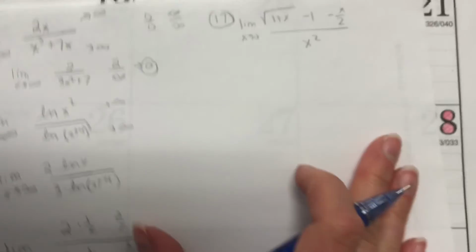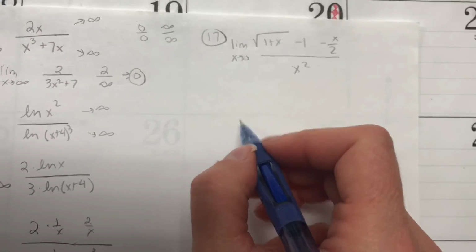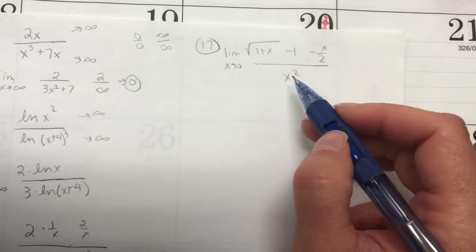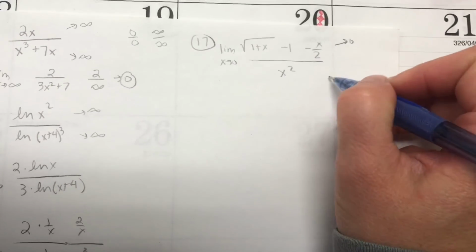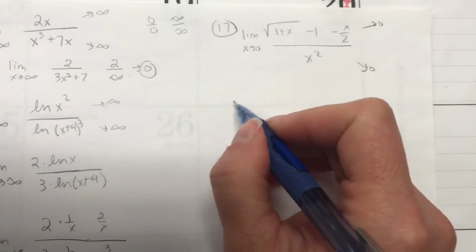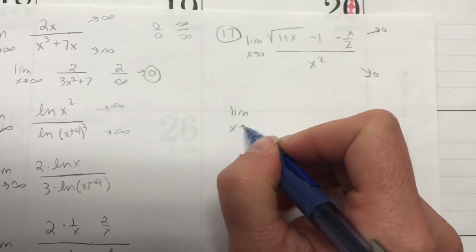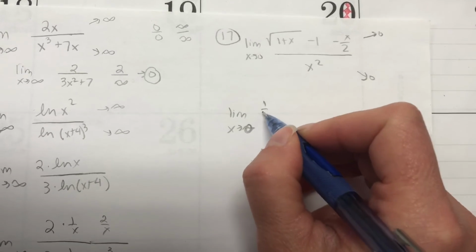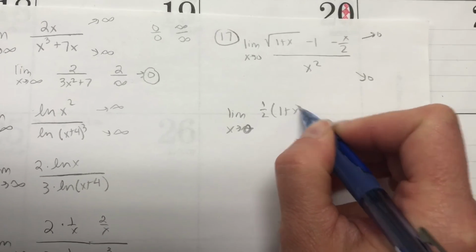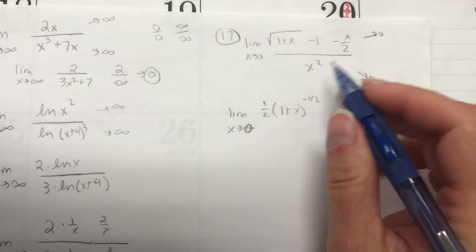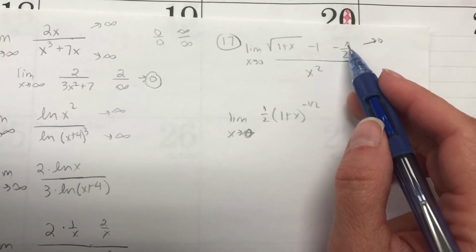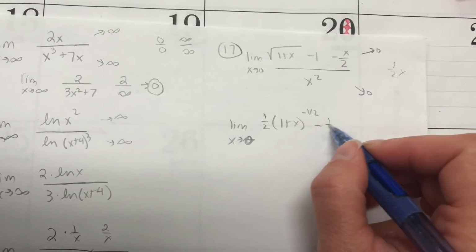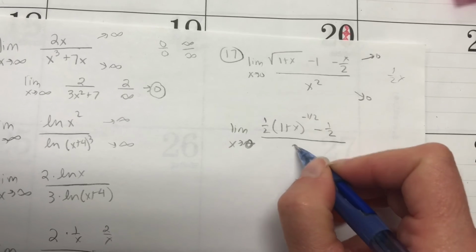So now number 17 was just a tricky one. If you plug 0 in, you get the square root of 1 minus 0 all over 0. So the top goes to 0 and the bottom goes to 0. So let's apply L'Hopital's rule, and that's just a limit as x approaches 0. The derivative of the top would be 1/2 times (1 plus x) to the negative 1/2. The minus 1 would go away, and then the derivative of x over 2, isn't that really just 1/2 x? So the derivative of that is just 1/2. And then all over 2x.